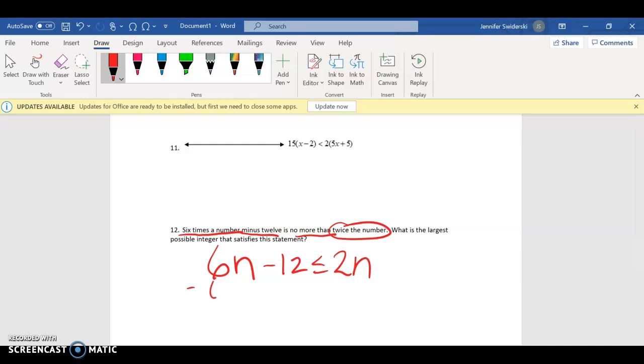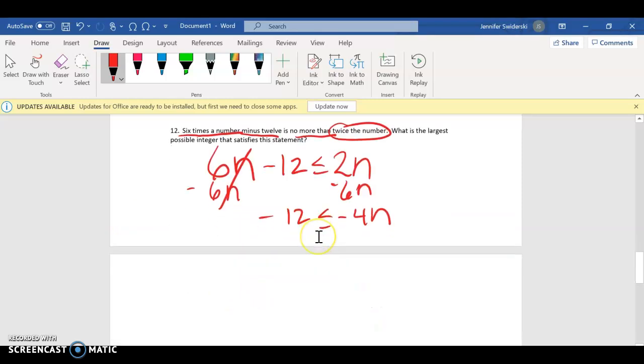Let's solve. I subtract 6n from both sides. I get negative 12 is less than or equal to negative 4n. Divide both sides by negative 4. Don't forget, I'm dividing both sides by a negative. What do I have to do to my inequality sign? Flip it. So I'm left with 3 is greater than or equal to n.